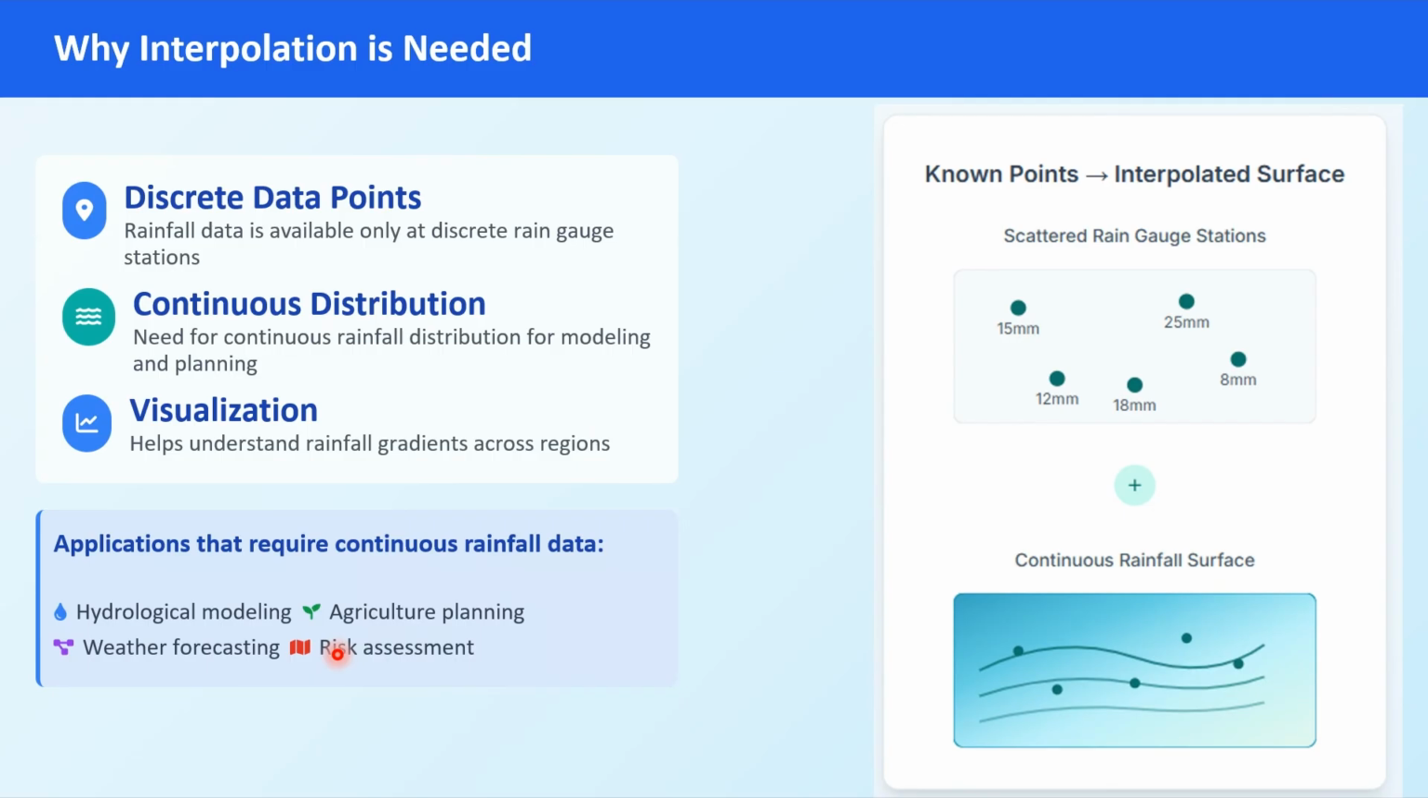So the question arises why we need to use interpolation techniques. In the case of rainfall or in the case of many other kinds of data sets, we usually receive discrete data points, like the data points are scattered in different places. That means that particular data denotes that particular location or a lat long. So in order to create a continuous map out of that, we will use interpolation. By interpolating discrete data points, we create a continuous distribution, which is needed for modeling and planning. In this case, we are going to talk about the rainfall data, but in other cases, it can be any kind of data.